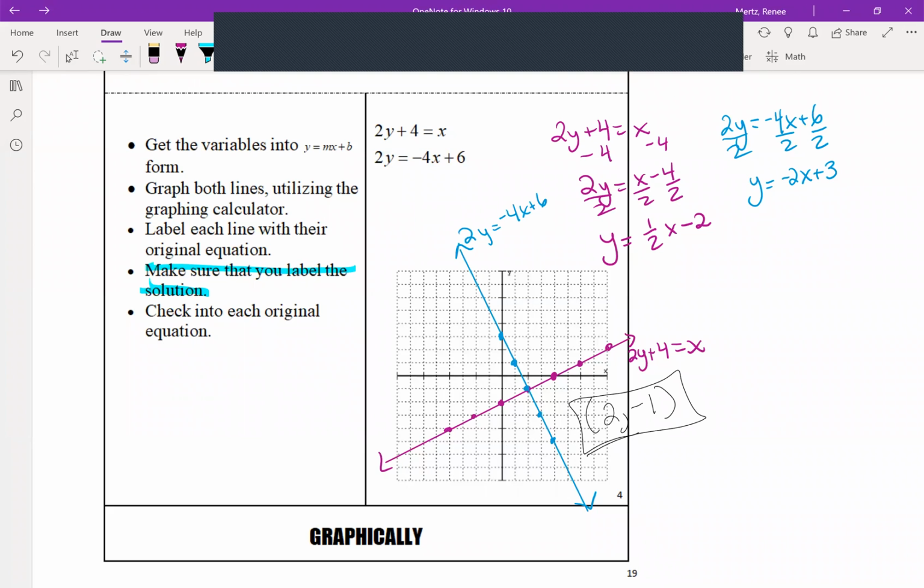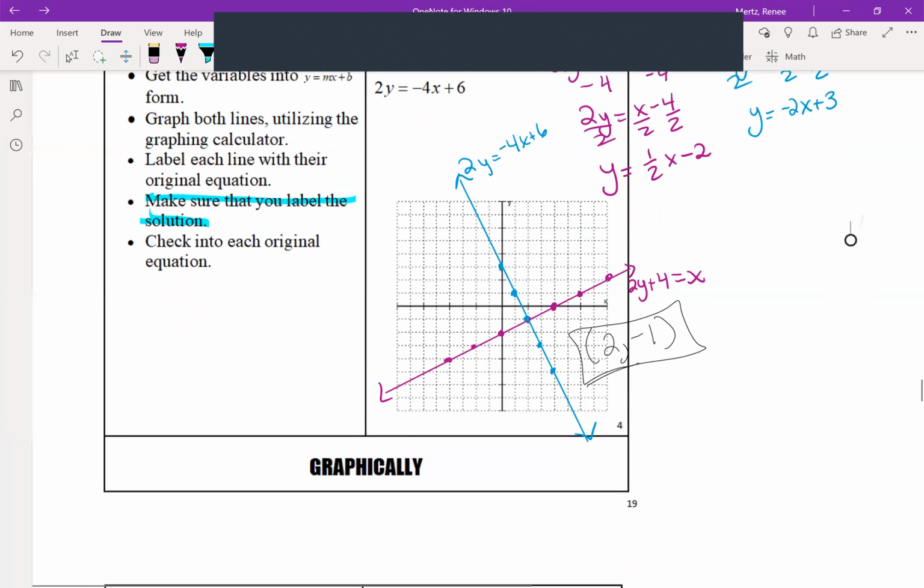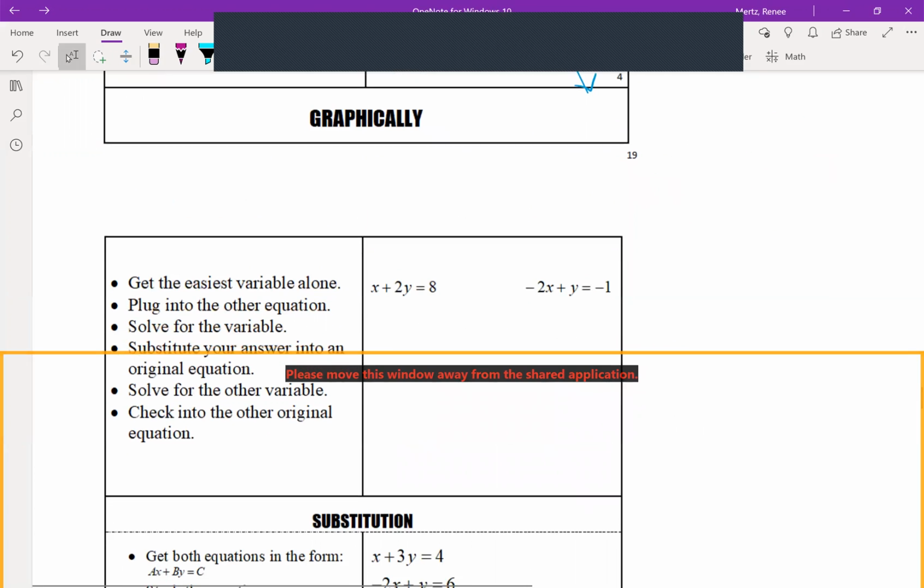Check it back into the original. 2 times -1 is -2, plus 4 is 2. That one works. 2 times -1 is -2. -4 times 2 is -8, plus 6 is -2. They're both going to check. That was graphically.